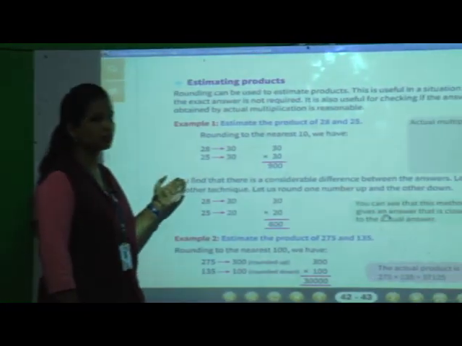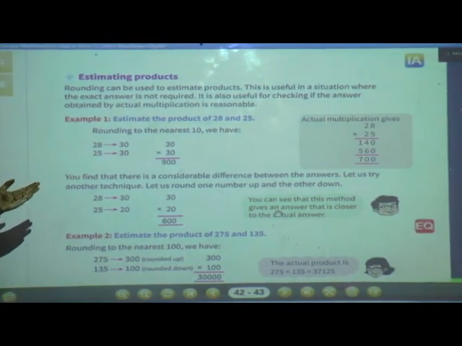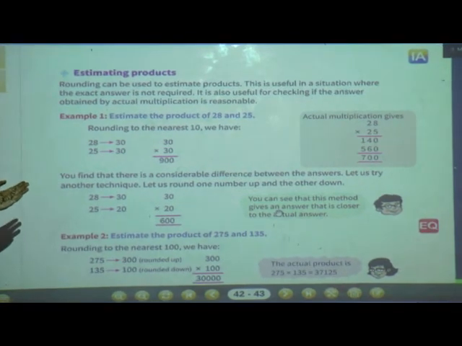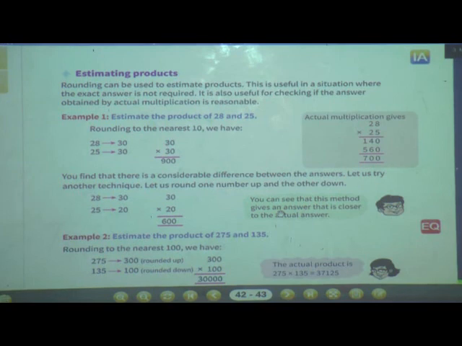Do you remember, students, we have studied about estimating in our last lesson, isn't it? Yes. Now this estimate we are going to use in multiplication also. Now rounding can be used to estimate products. This is useful in a situation where the exact answer is not required, and it is also useful for checking if the answer obtained by actual multiplication is reasonable. Okay, now we will see with example number 1.